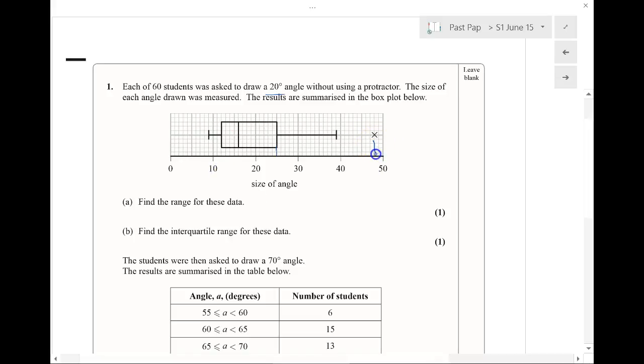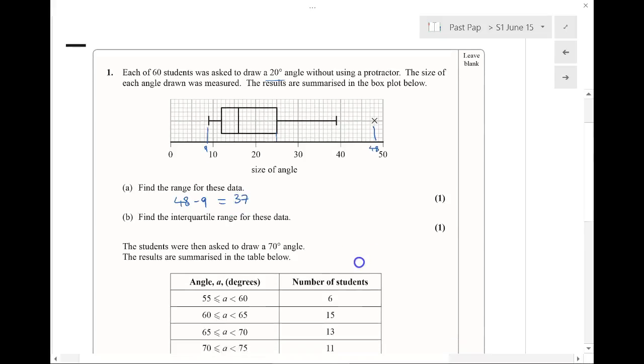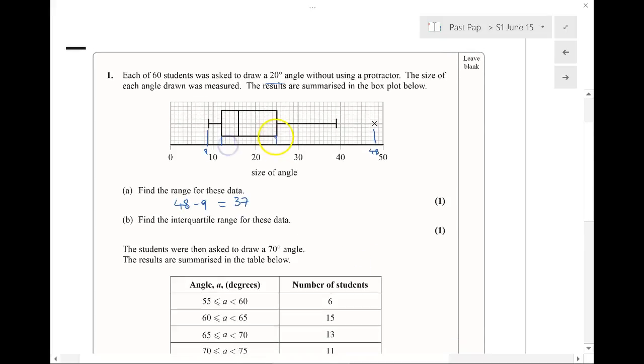This is an outlier, but we still include that in our range. So 48 is the highest, and the lowest is 9. So 48 take 9 is 37, which is the range. The interquartile range is the difference between those two, which is 25 take 12, which is equal to 13. So that's pretty straightforward, pretty easy to get going.